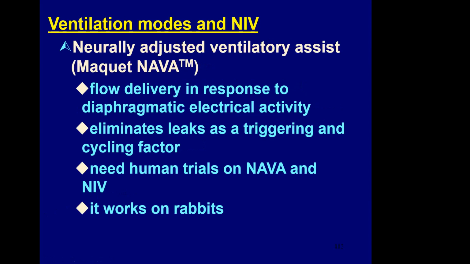Then there is neurally adjusted ventilatory assist, Maquet NAVA. This is on the Maquet ventilator. It's been around for a while. NAVA delivers flow in response to diaphragmatic electrical activity. So NAVA eliminates leaks totally as a triggering and cycling factor. We need human trials on NAVA with non-invasive ventilation. However, it does work on rabbits.